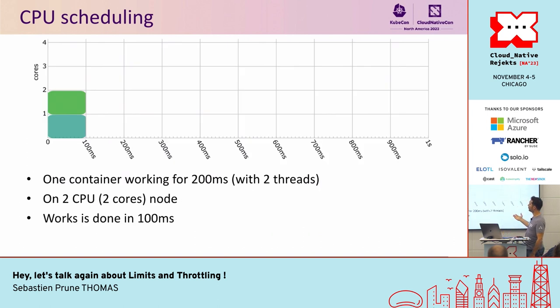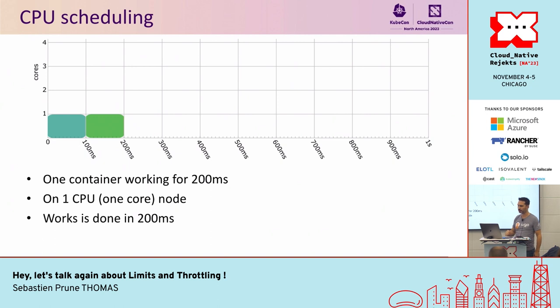These are just examples. Your container is working for 200 milliseconds. You have two threads, and you give it two CPUs. So your two threads are going to work concurrently during 100 milliseconds. That's what you're going to get. If the load is steady, you're going to get running here and here and here and here all the time, because you're consuming two CPUs fully, one thread on each CPU.